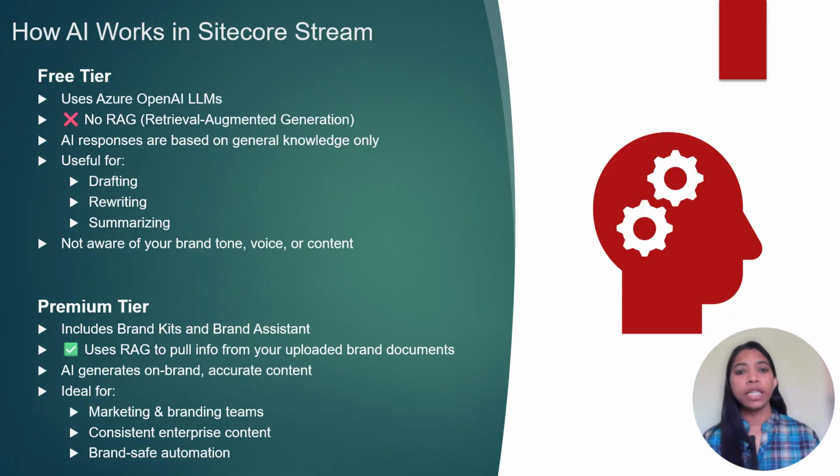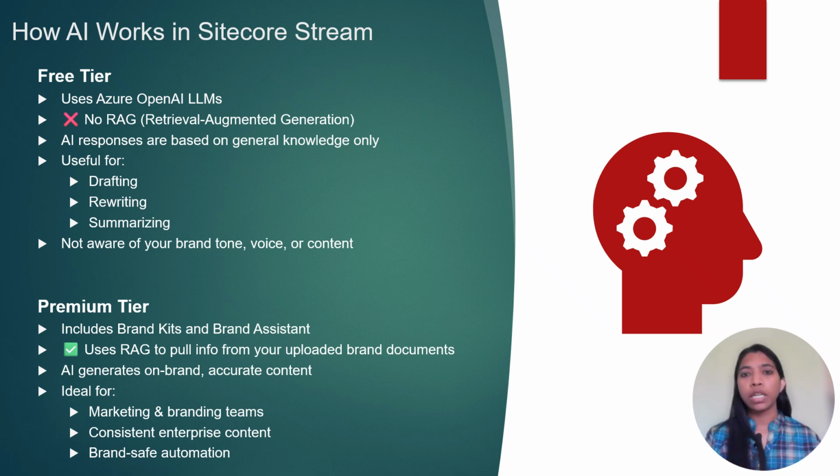It works differently in the premium tier and in the free tier. So let's see how it works in the premium tier. Here we are uploading the brand-related documents, right? So the AI is already aware of the brand. It knows about the product and about the guidelines. So the content will be generated accordingly. And this process is called retrieval augmented generation.